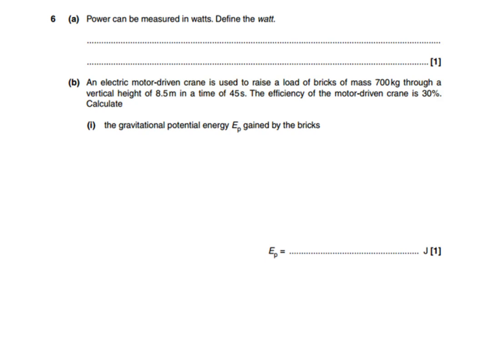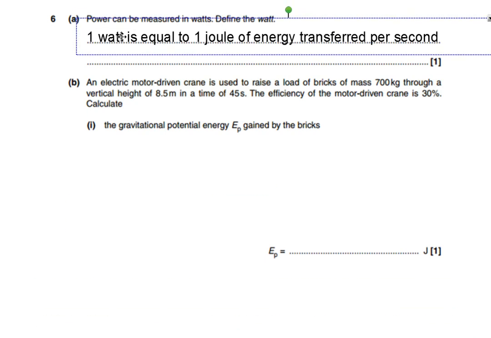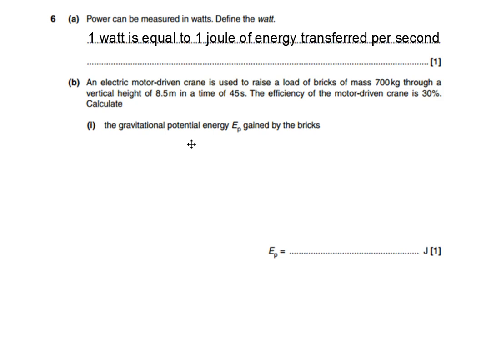Okay, so moving on to question 6, part A. It says power can be measured in watts. Define the watt. Okay, you just need to say the following. 1 watt is equal to 1 joule of energy transferred per second.